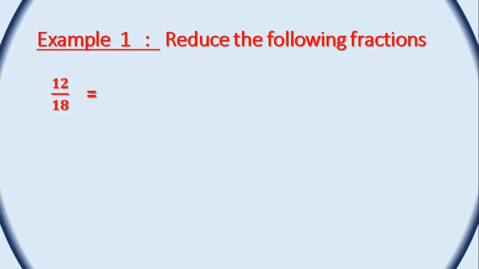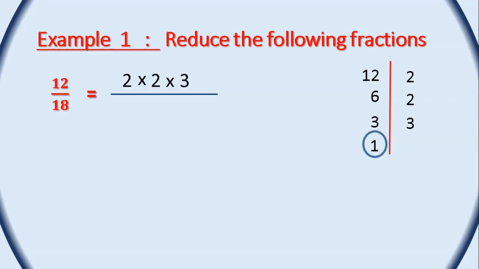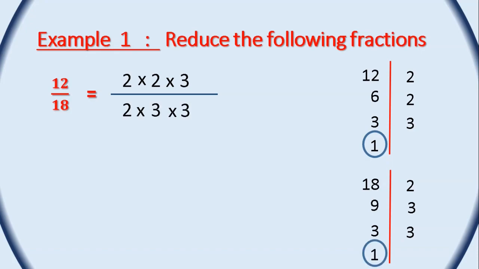12 over 18. To reduce this fraction, we do the two steps. The first step is to write the prime factorization of 12 and 18. 12 over 2 we get 6, over 2 we get 3, over 3 we get 1. So 12 equal 2 times 2 times 3. For 18, over 2 we get 9, over 3 we get 3, over 3 we get 1. So 18 equal 2 times 3 times 3.